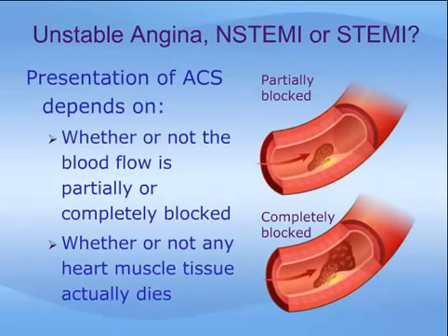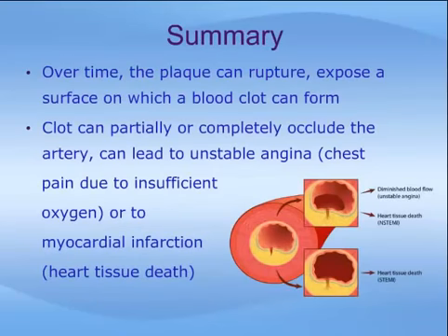Therefore, an individual will experience unstable angina, NSTEMI, or STEMI, depending on the extent of the blood clot formation, whether or not the blood flow in a coronary artery is partially or completely blocked by clot formation or vessel constriction, and the degree of damage to the heart muscle, whether or not any heart muscle tissue actually dies. The blood clot can partially or completely occlude the coronary artery and can lead to unstable angina, chest pain as a result of insufficient oxygen to the heart, or either type of myocardial infarction, heart attack, in which case actual heart tissue death has occurred.